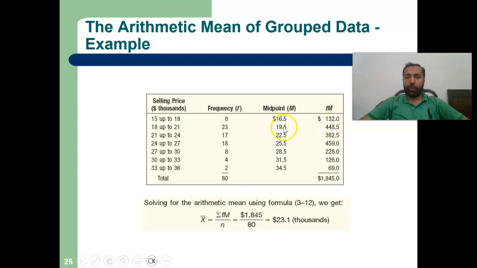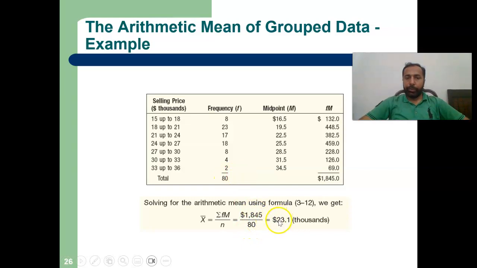Then 19.5 is m, its frequency is 23. So 23 multiplied by 19.5 is equal to 448.5, and so on. At the end, we add them up, and this becomes equal to sum of fm. And then, as the formula shows, we have to divide it by n. N is here the sum of the frequency, or total number of cars, which is 80. So we will divide it by 80.